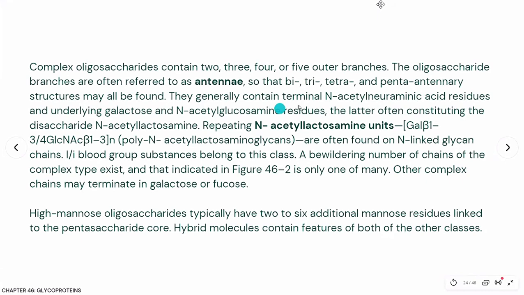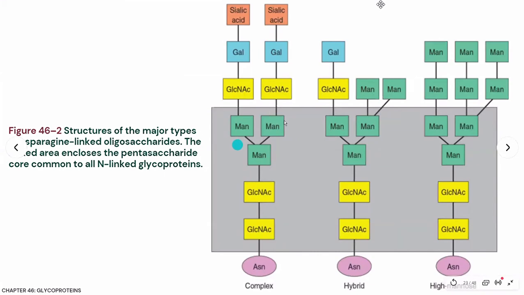They generally contain the terminal N-acetylneuraminic acid residues. And you have the similar, remember the similar? Okay. 3 mannose here, 3 mannose here also, 3 mannose here. 2 galactose, 2 galactose, 2 galactose. Similar, but they differ in the terminal portion.